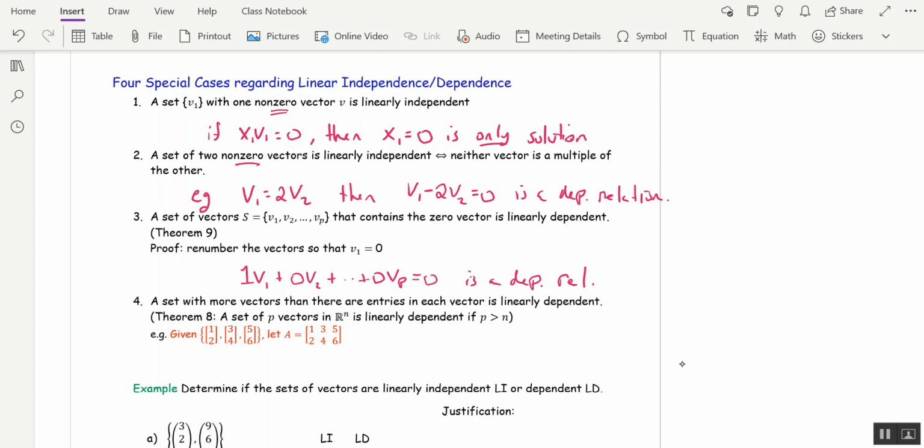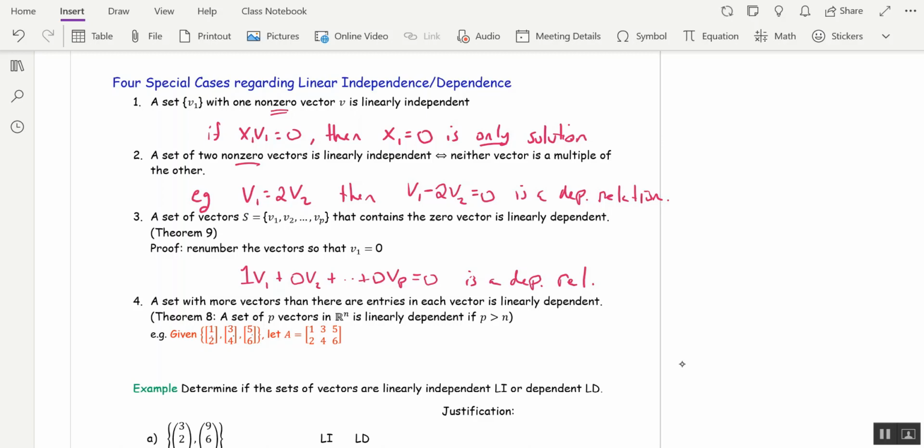All right, and then finally, a set with more vectors than there are entries in each vector is linearly dependent. So this is theorem 8 in your book, and it's stated like this. A set of p vectors in Rn is linearly dependent if p is greater than n. That's a little confusing. I think in English it's a little easier to understand, and I think it's even easier to understand if you look at an example.